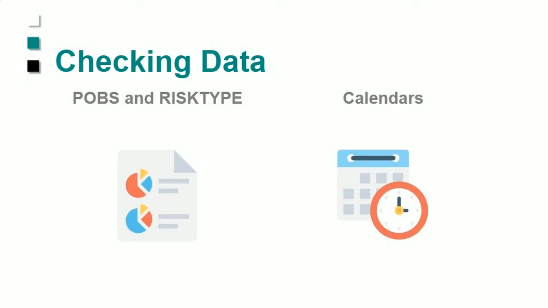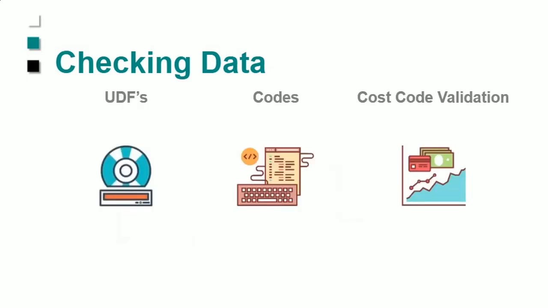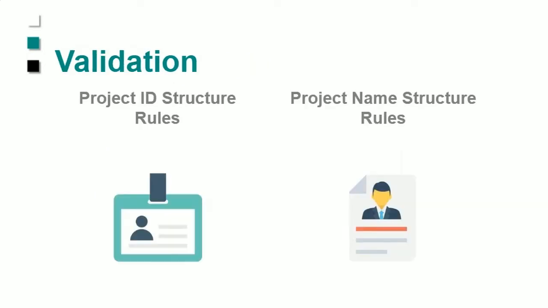And we deal with other data elements, things that are important like calendars. You don't want any colliding in calendars because that could change your schedule. And then of course the heavy lifting. The heavy lifting is around user-defined fields, codes at all levels, whether they're resource codes, activity codes, project codes, etc. Cost codes, not everyone uses costing, but those that do, you want to make sure the cost code mapping is tidy. And then we've got additional validations, things like project ID structures, project naming conventions, and things like that.